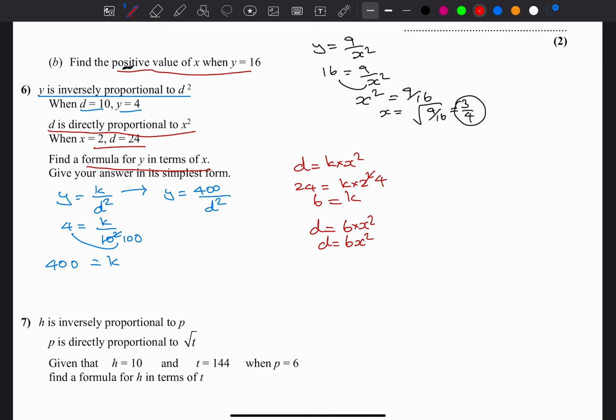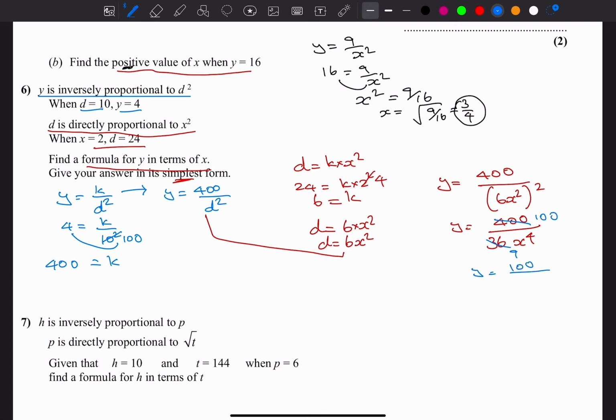Okay, very simple. These are your two equations. And what you want to do is find the common letter. The common letter in both of them is d. Right? So y is equal to 400 over, instead of d squared, you put 6x squared. That is d. And you square it. Y equals 400 over, if you square it, 6 squared is 36, x squared squared is x to the 4. But remember, they want simplest form, so we can't leave it like that. Divide the 400 and 36 by 4. That will make it 100 and 9. Y equals 100 over 9x to the power 4. And that's your final answer.